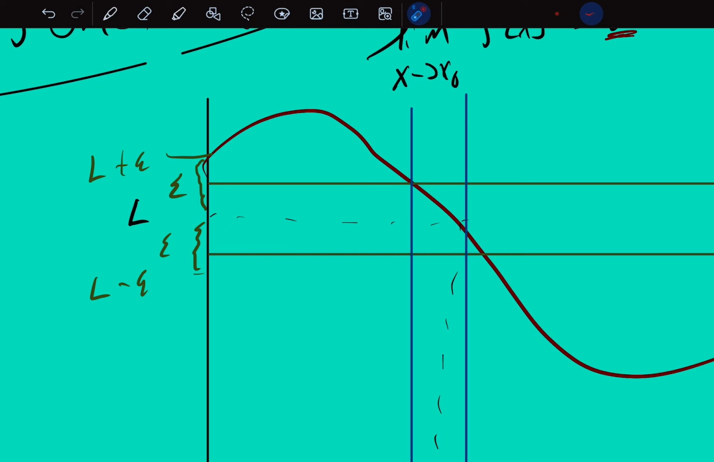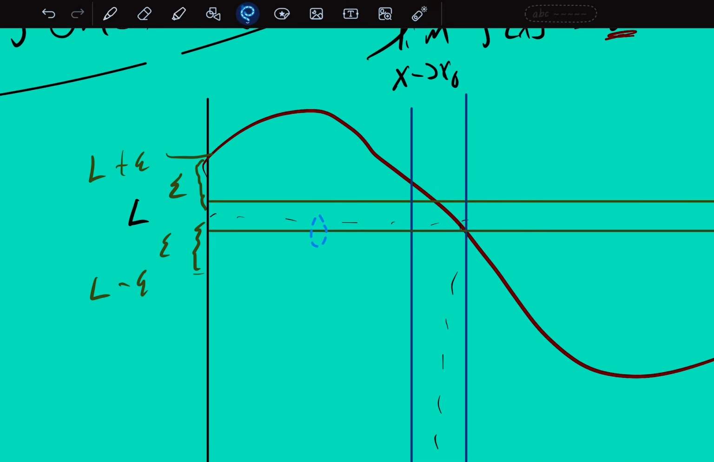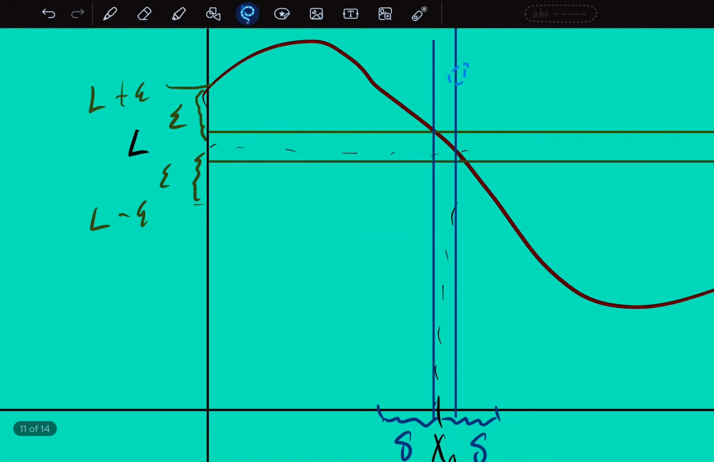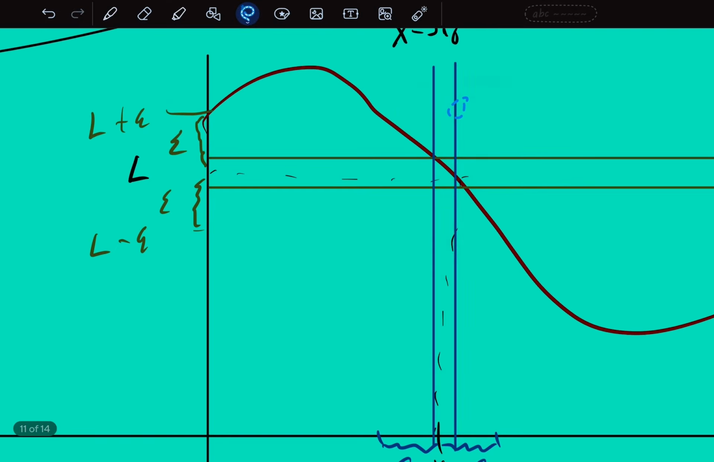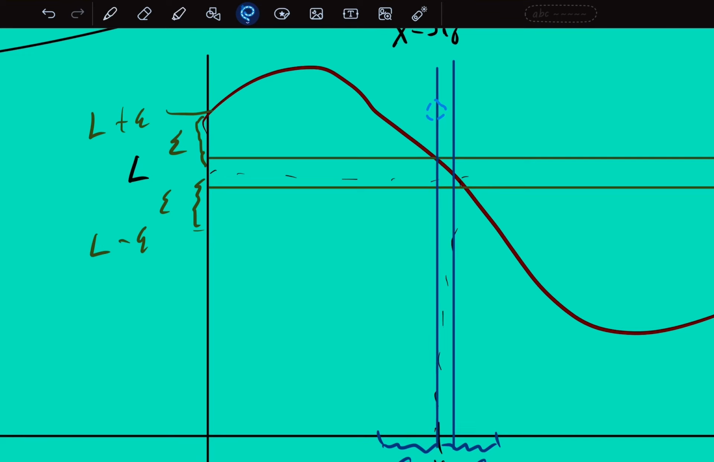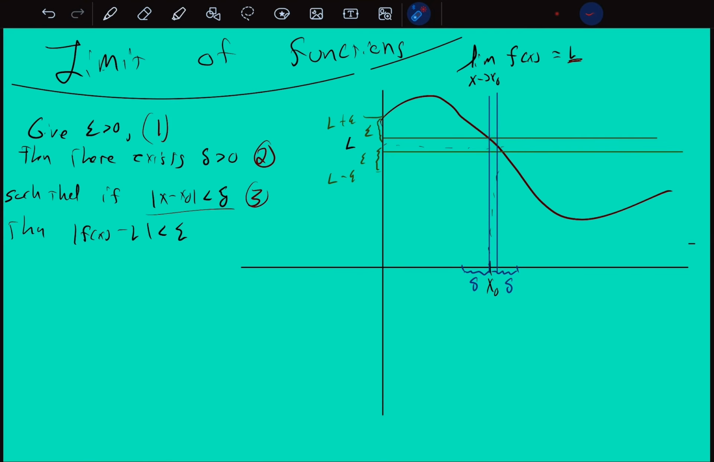Yeah, sweet. Okay, what if someone would pick a really small epsilon? And our delta still doesn't work, but we can create a smaller delta. And now it works. And we can just keep going, creating smaller and smaller boxes. And if we're always in this box, then the limit exists and is L.